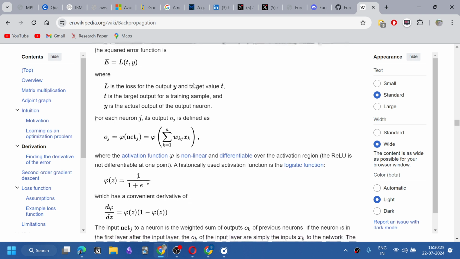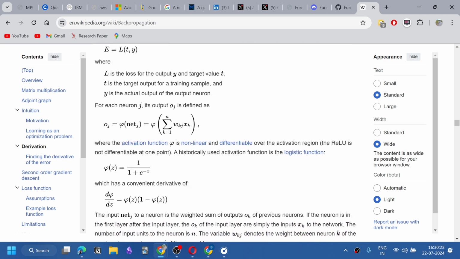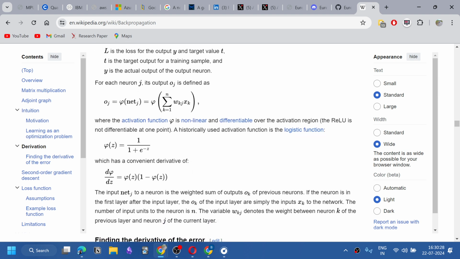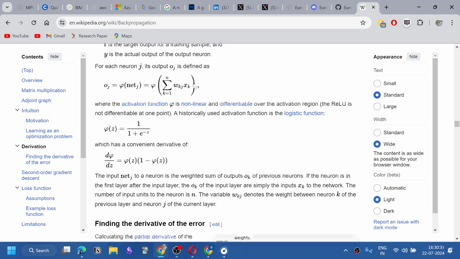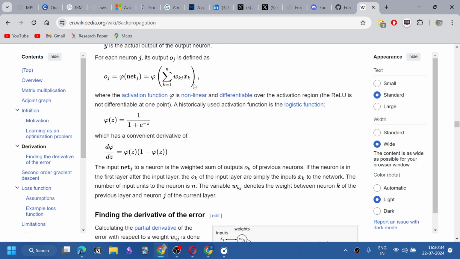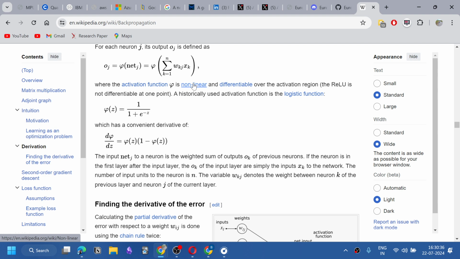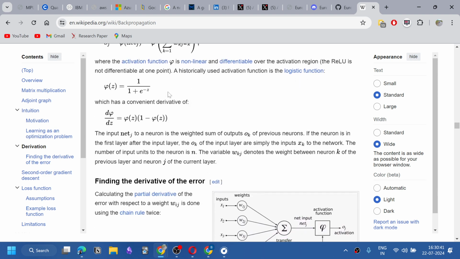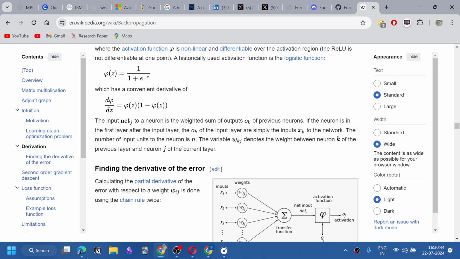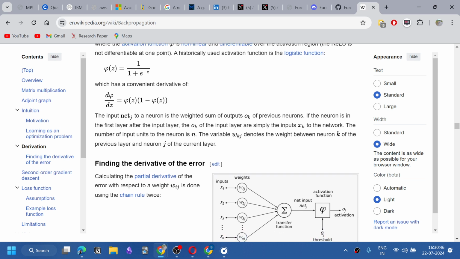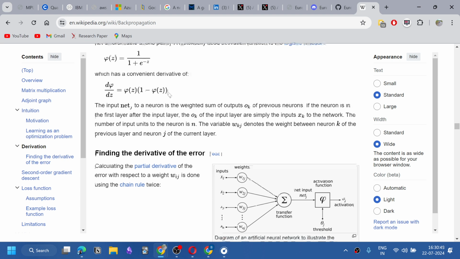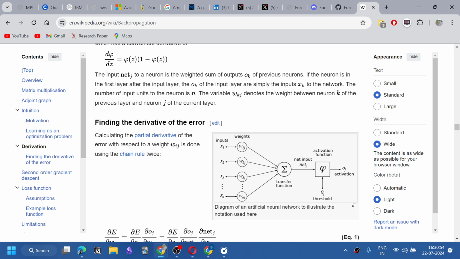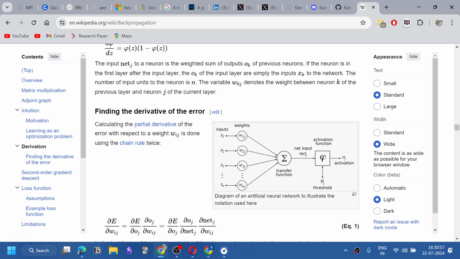Assuming one output neuron, the error function is E = L(t, y), where L is the loss, y is the actual output of the output neuron, and t is the target output for the training sample. For each neuron j, its output o_j is defined as o_j = φ(net_j), where φ is the non-linear, differentiable activation function. The activation function is commonly the logistic function, and the net input to a neuron is the weighted sum of the outputs of the previous neurons.